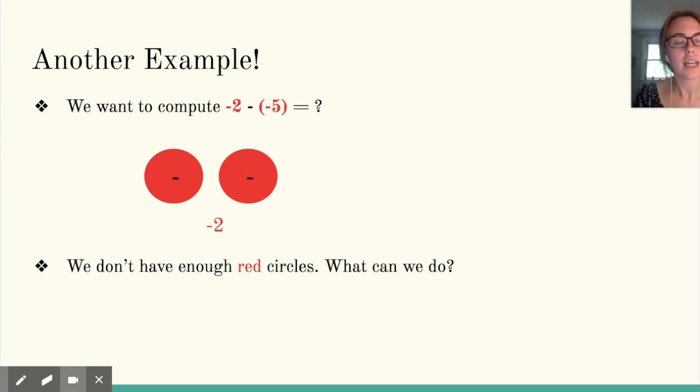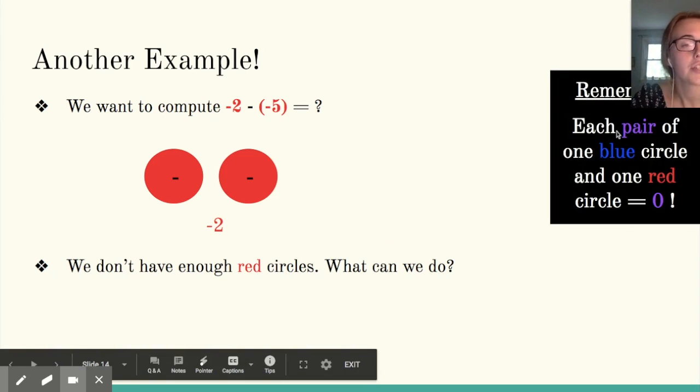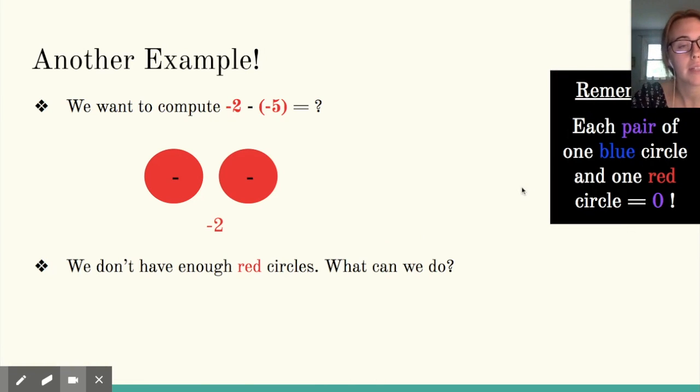All right, we're going to work on our last example for the day, and we're trying to compute -2 minus -5. Think about it: you have -$2, same as the donut example, and we're going to take away a -5. We're going to remove that debt. We don't have enough red circles, so just like last time, we can turn to our identity pairs, which are equivalent to 0, and we can add as many as we need.